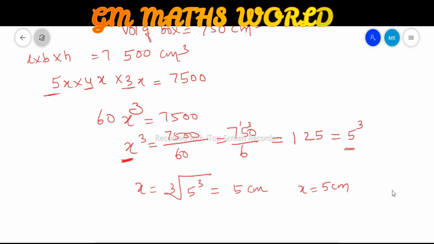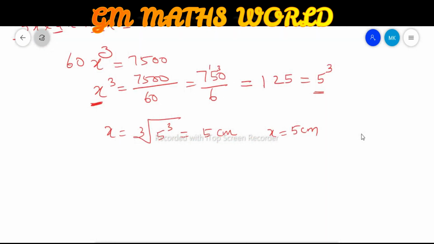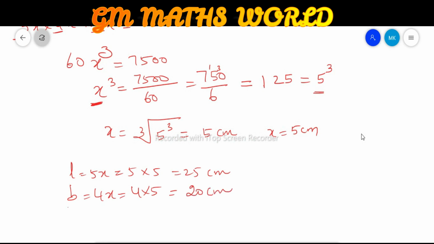Now we can find the length, breadth and height. Length is equal to 5x, which is 5 into 5, 25 centimeter. Breadth equal to 4x, which is 4 into 5 equal to 20 centimeter, and height h equal to 3x, which is 3 into 5, 15 centimeter. So this is how we have to find the length, breadth and height when the ratio of the dimensions and the volume are given.